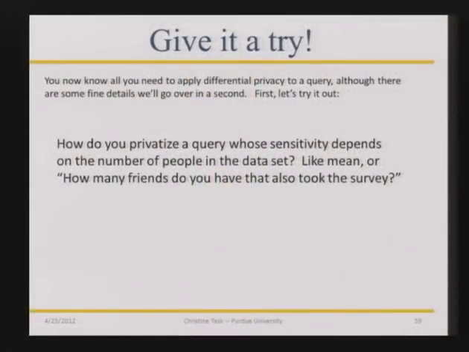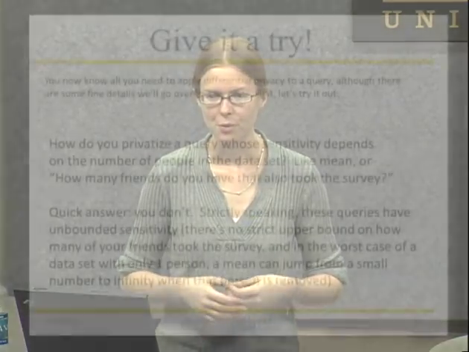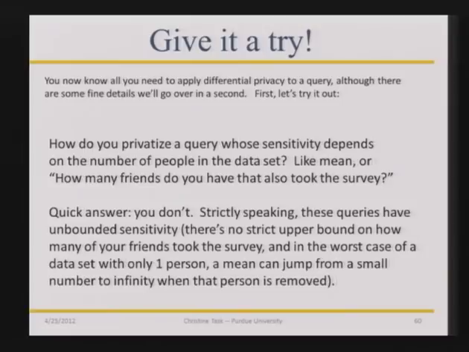How do you privatize a query whose sensitivity depends on the number of people in the data set? So for instance, mean. Mean is an incredibly tricky one. Or how many friends do you have that also took the survey? Well, in the worst case, the number of friends you have that took the survey is everyone. You're friends with everyone who took the survey. Well, how many people took the survey? Well, we're not allowed to say, right? Globally, what's the worst case on that? It's N, and N is unbounded. Strictly speaking, these things have unbounded sensitivity.